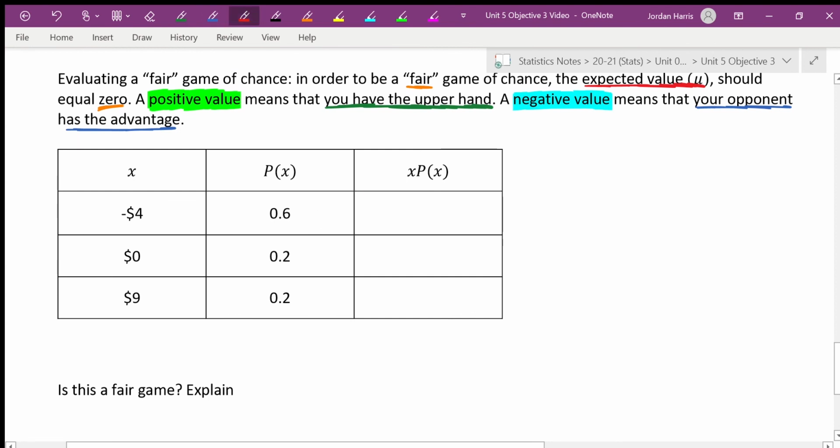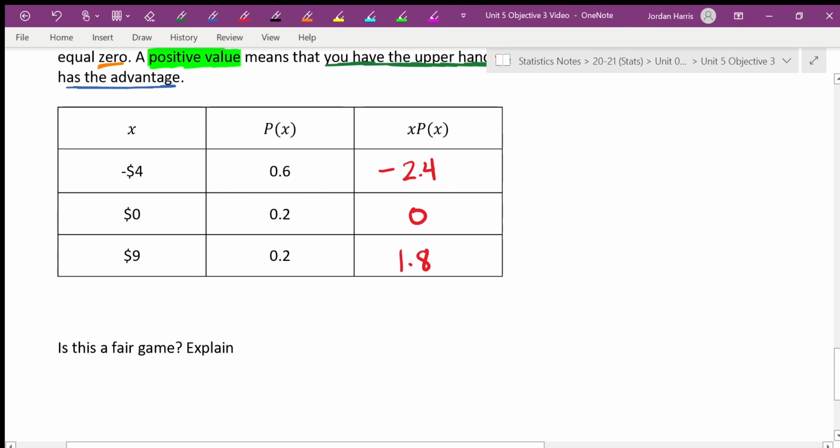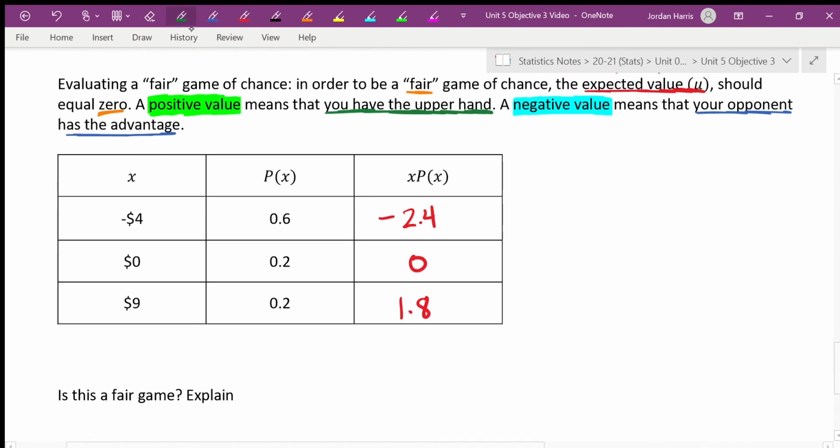So let's multiply this together. So we get negative 2.4, 0, and 1.8. Okay, so to find the mean, you take the sum of all of these. So the sum of x times p of x, right? Which is what we just have been doing. So I get a mean of negative 0.6.